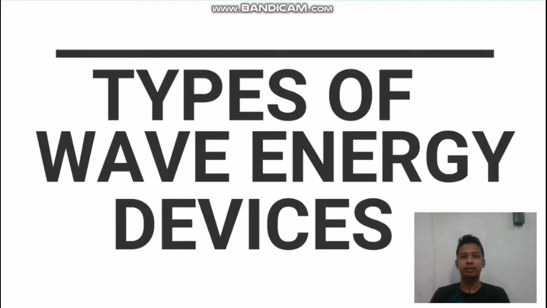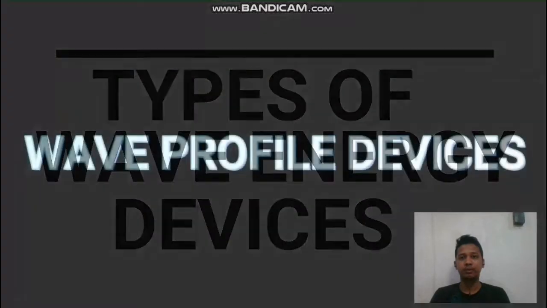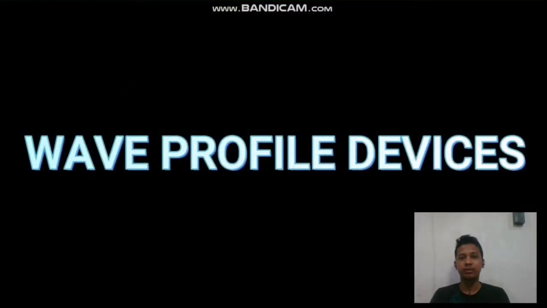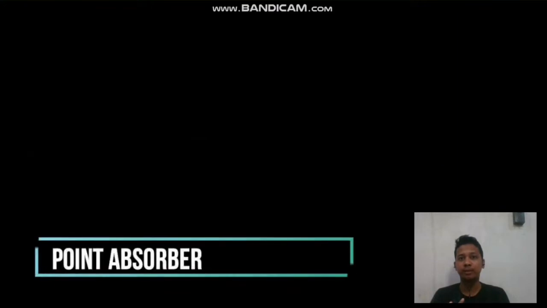There are three types of wave energy devices, one of which is the wave profile device. This type of wave energy device uses the oscillating waves on the surface to rotate the shaft which is attached to the generator. There are two kinds of wave profile device.